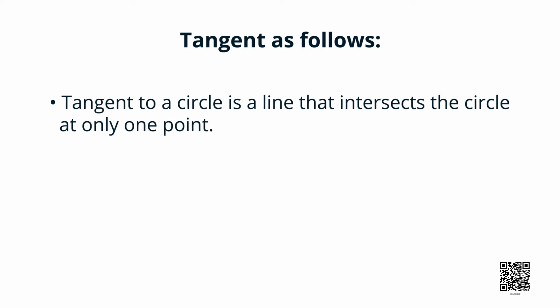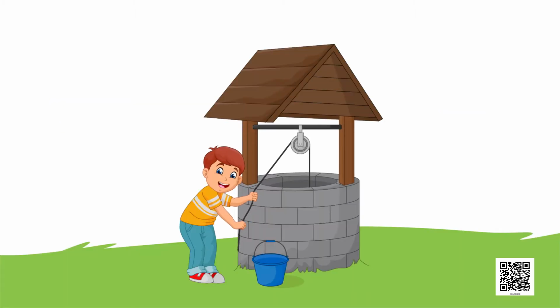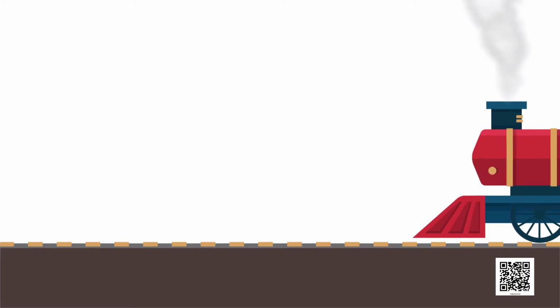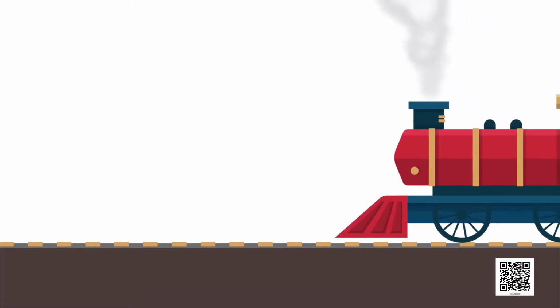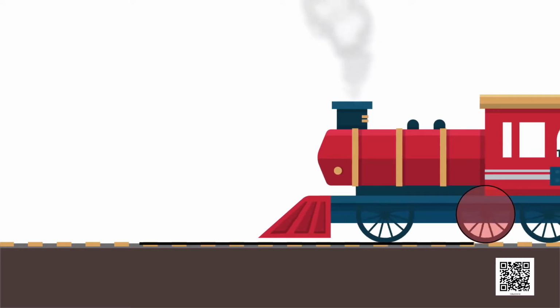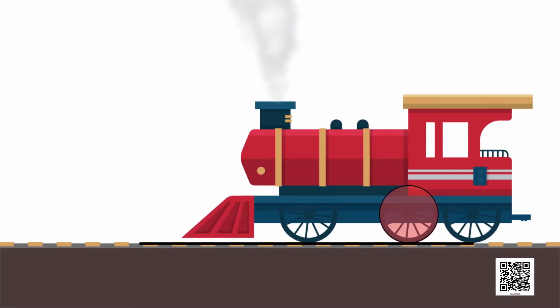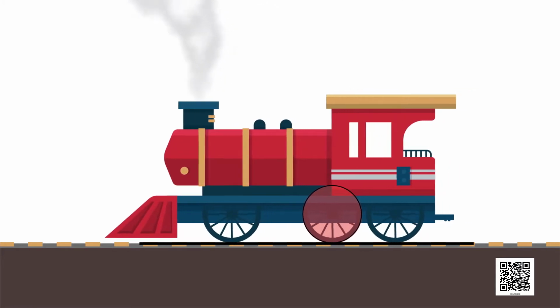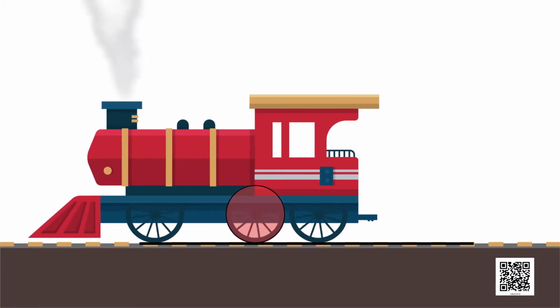Children, have you ever observed examples of tangents to a circle from things around you? You must have seen a pulley fitted over a well used for taking out water from the well. If we consider the rope on both sides as a ray, it is like a tangent to the circle representing the pulley. You must have seen the wheel of a train. This wheel touches the edges of a railway track at only one point. This is also an example of a tangent, represented by the track, to the circle represented by the wheel.